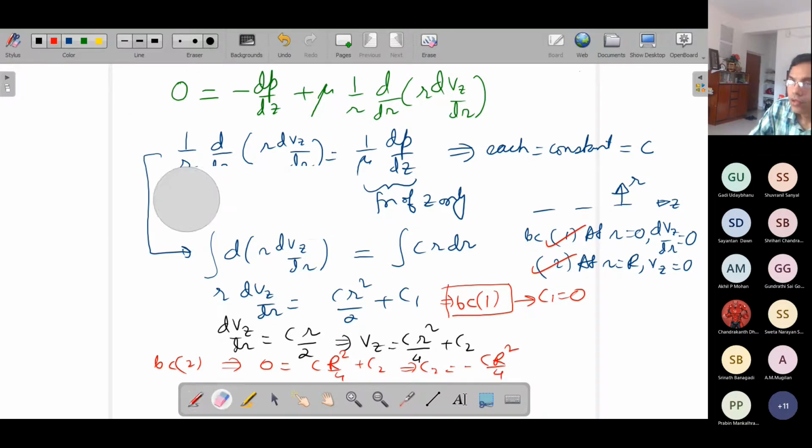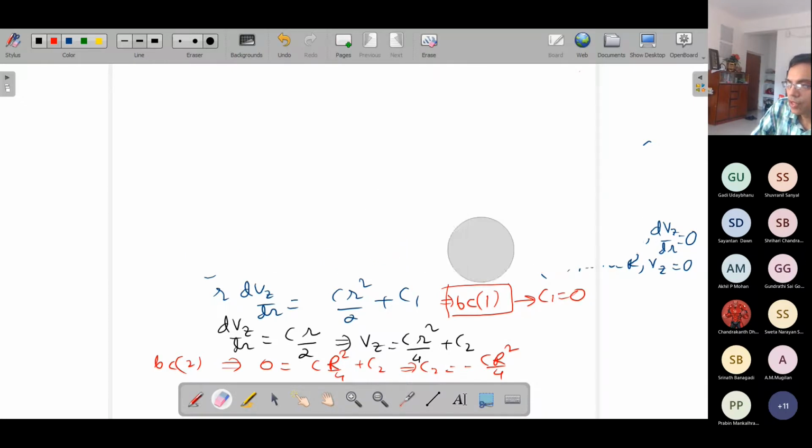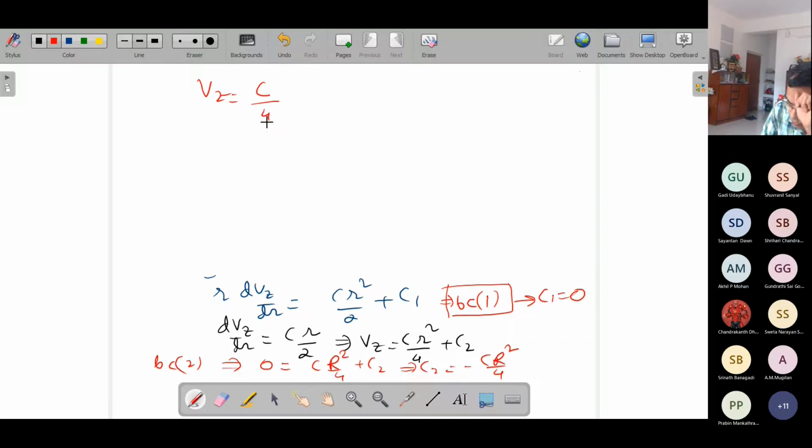So what we can say from here is Vz is equal to C by 4 into small r square minus capital R square. Right. So this is the velocity profile, and C is what? C is 1 by mu dp dz. Okay.